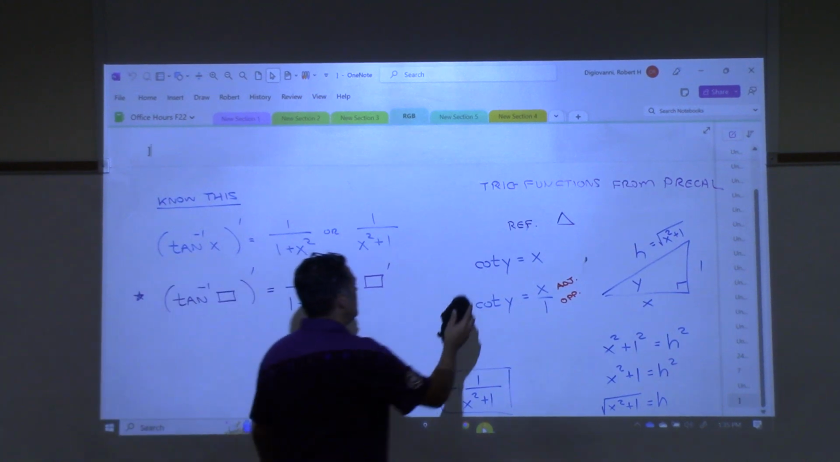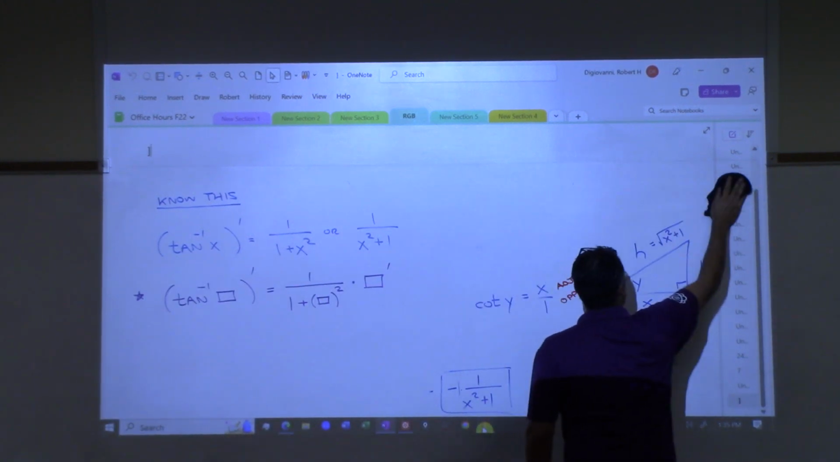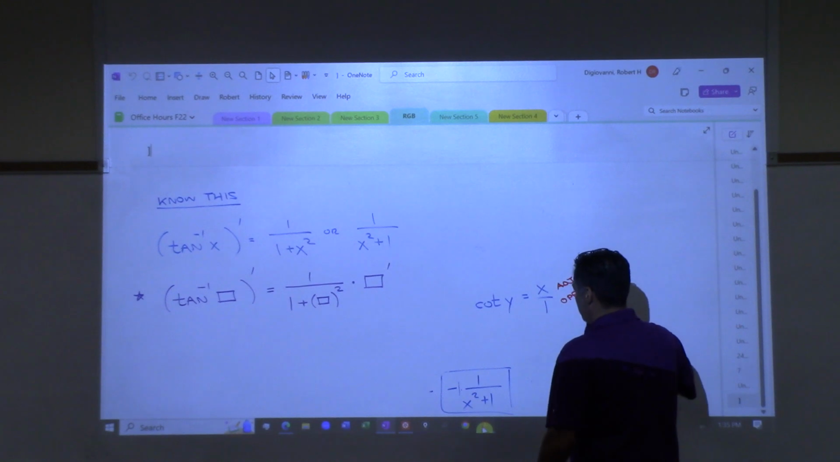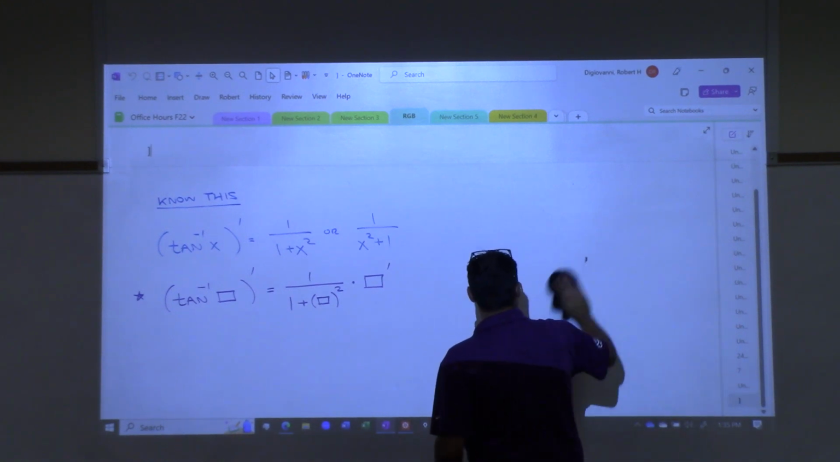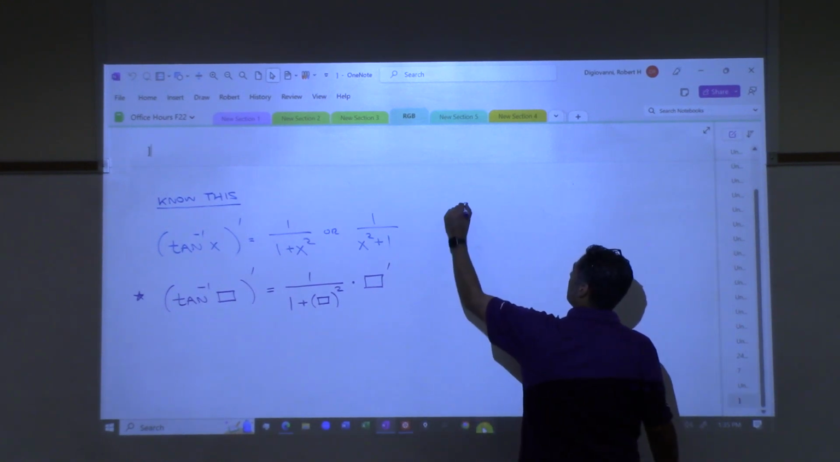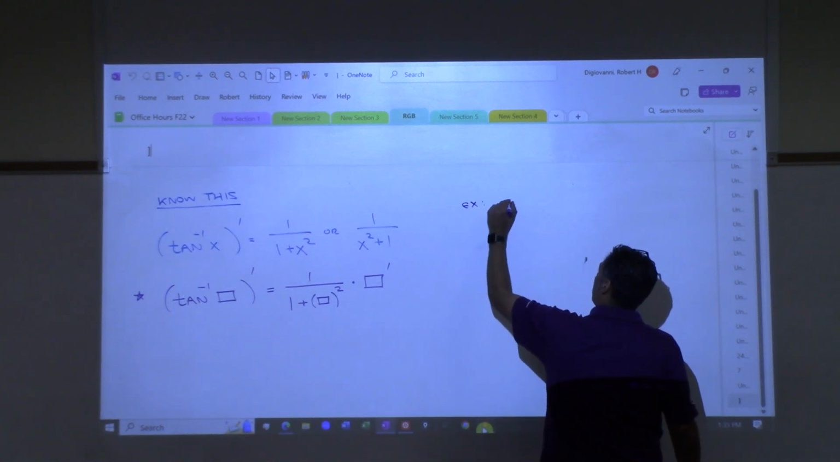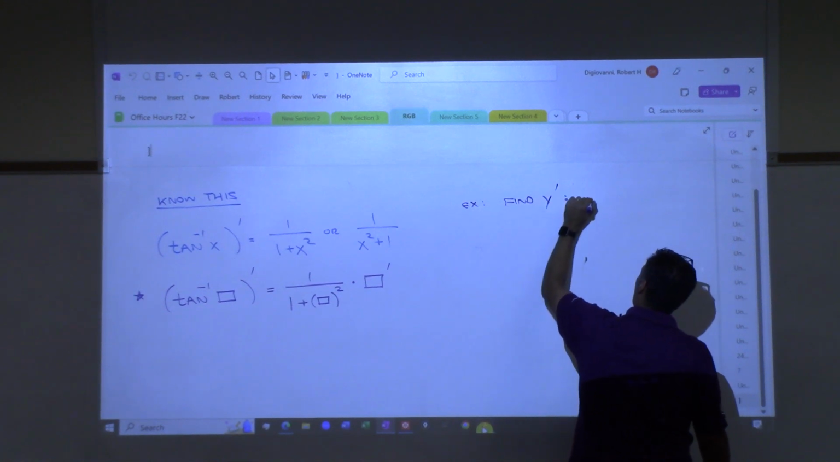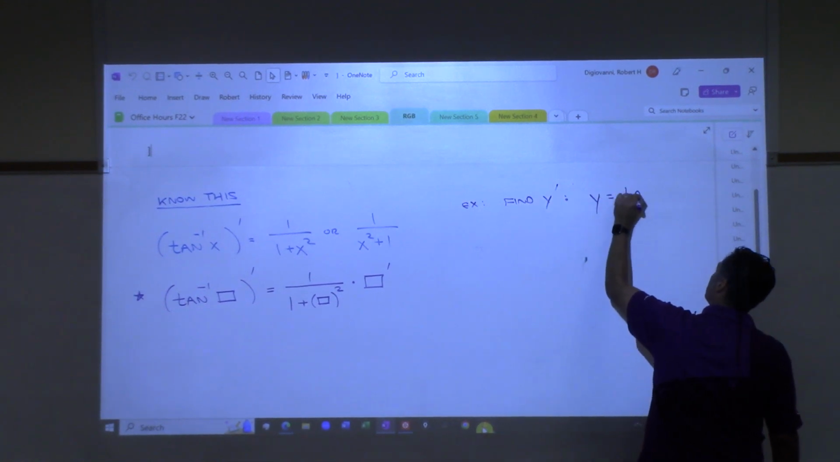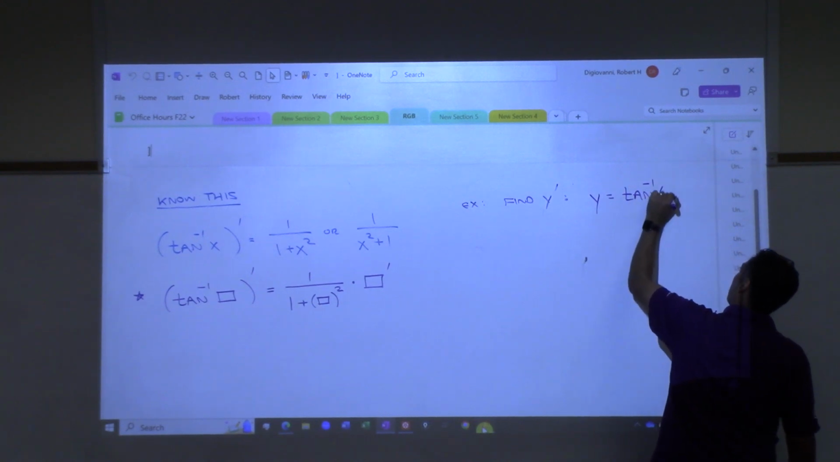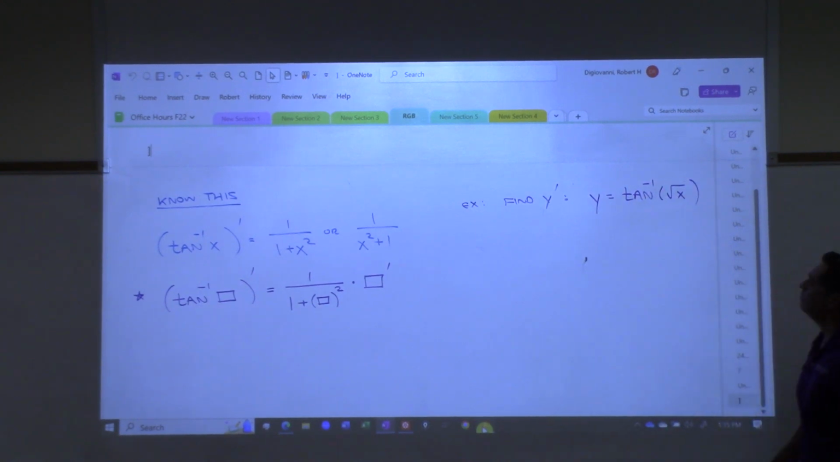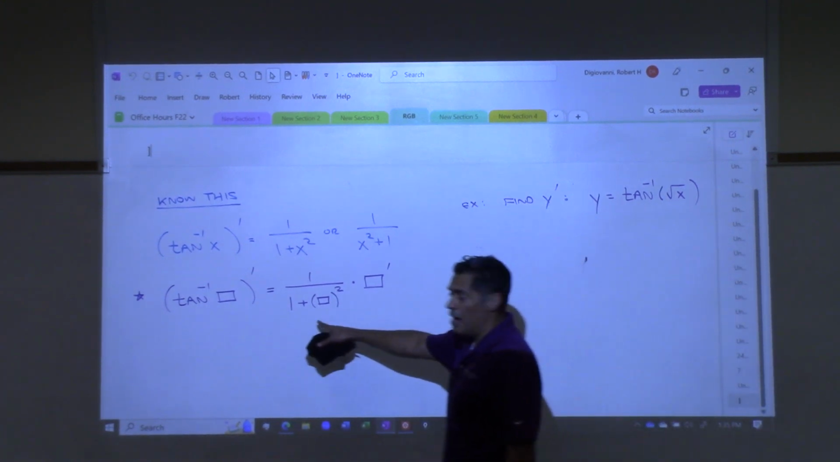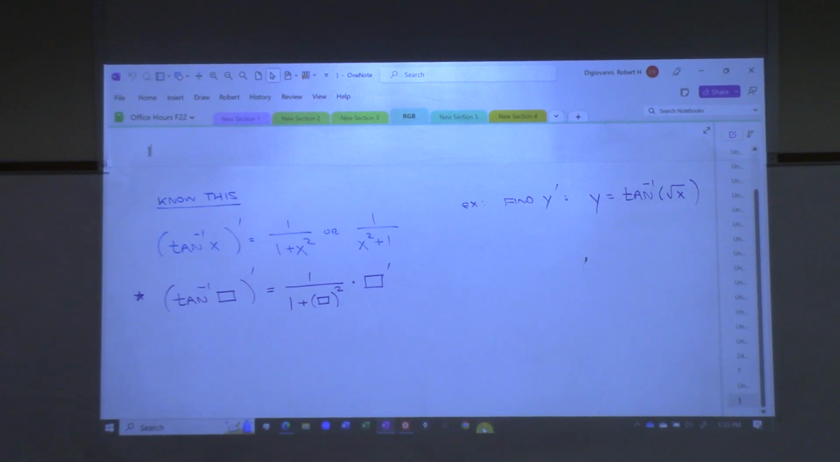So let's do an example next to this. What if we wanted to know what the derivative of this was? So as an example, find y prime. If I tell you that y is equal to inverse tangent of the square root of x. Yes? Are we able to write that down? Yeah, it's okay if you want to write that down on your formula sheet. That's all right. This one's good.